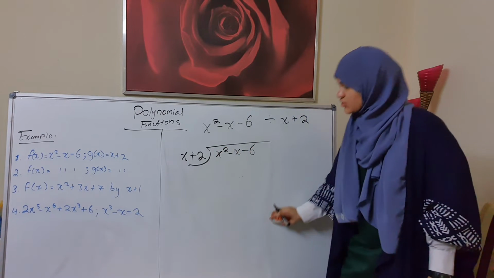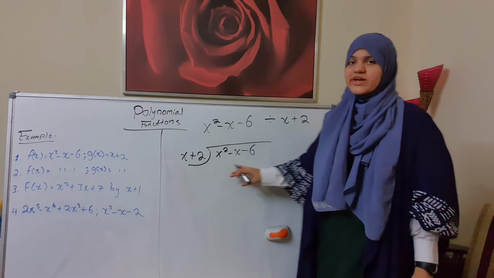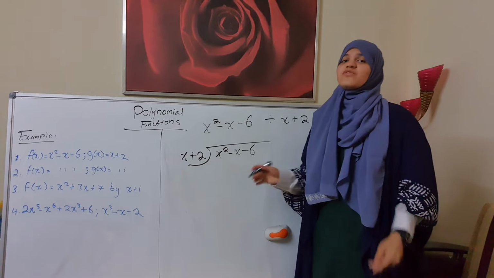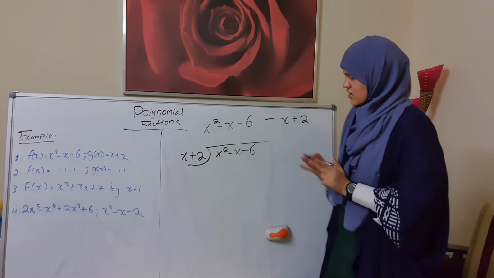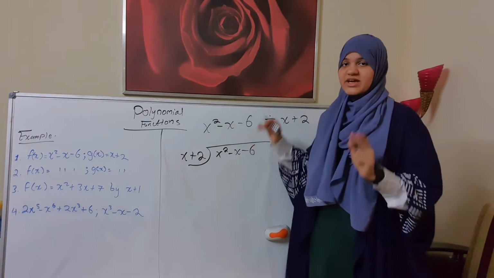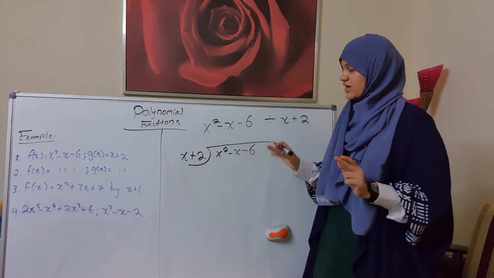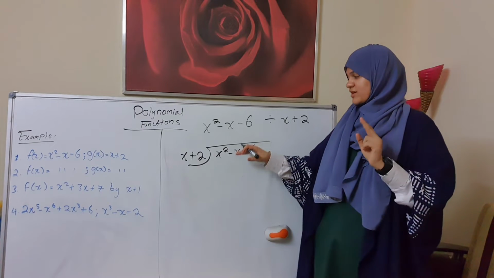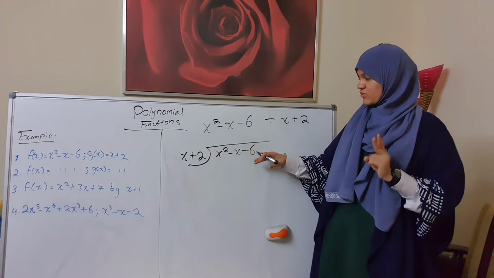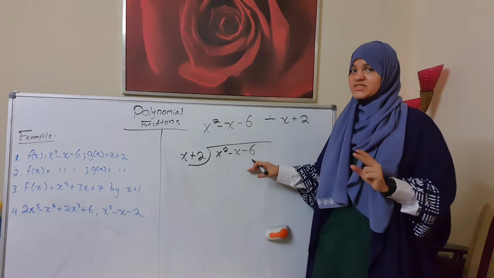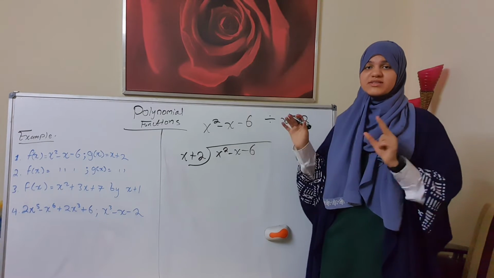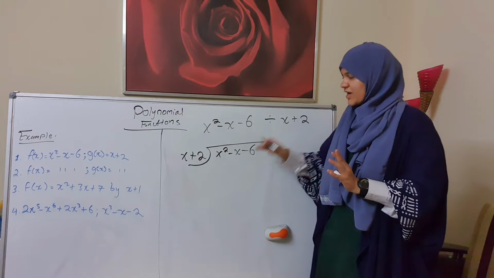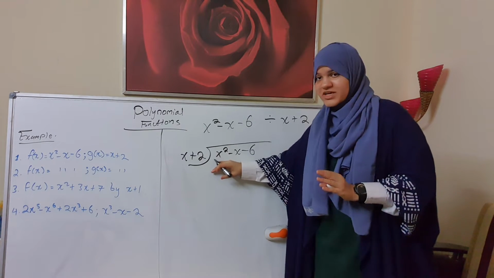Okay, now what we will do here, how can we divide? How can we bring the answer, the quotient and the remainder for this division? First of all, what we have here, they are arranged, right? They are arranged descendingly. Like for example, from x squared, the x to the power of 2, then x to the power of 1, then what? The constant number. So that means they are arranged in a descending order.